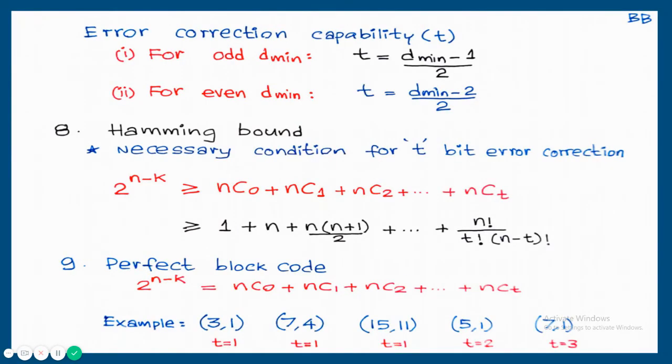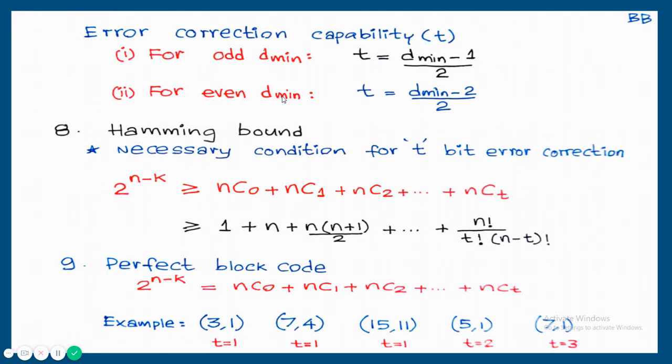Next, I'll show the relationship between D minimum and error correction capability. For odd D minimum, correction capability T is equal to (D min minus 1) by 2. In our previous example, D minimum is equal to 1, (1 minus 1) by 2, no correction. Next, D minimum is equal to 3, (3 minus 1) by 2, 1 bit error can be corrected. Next, for 2 bit error correction, D minimum has to be 5. For 3 bit error correction, D minimum has to be 7.